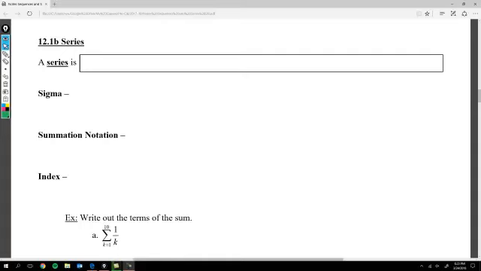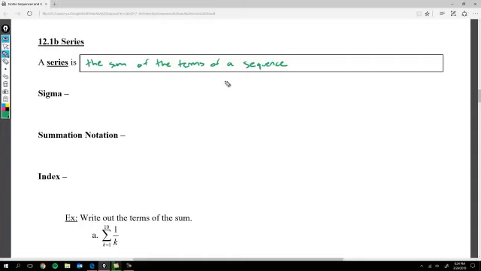Everyone, we're going to learn about series today. And so we'll start with a definition. Okay? A series is the sum of the terms of a sequence. It's the sum of the terms of a sequence.